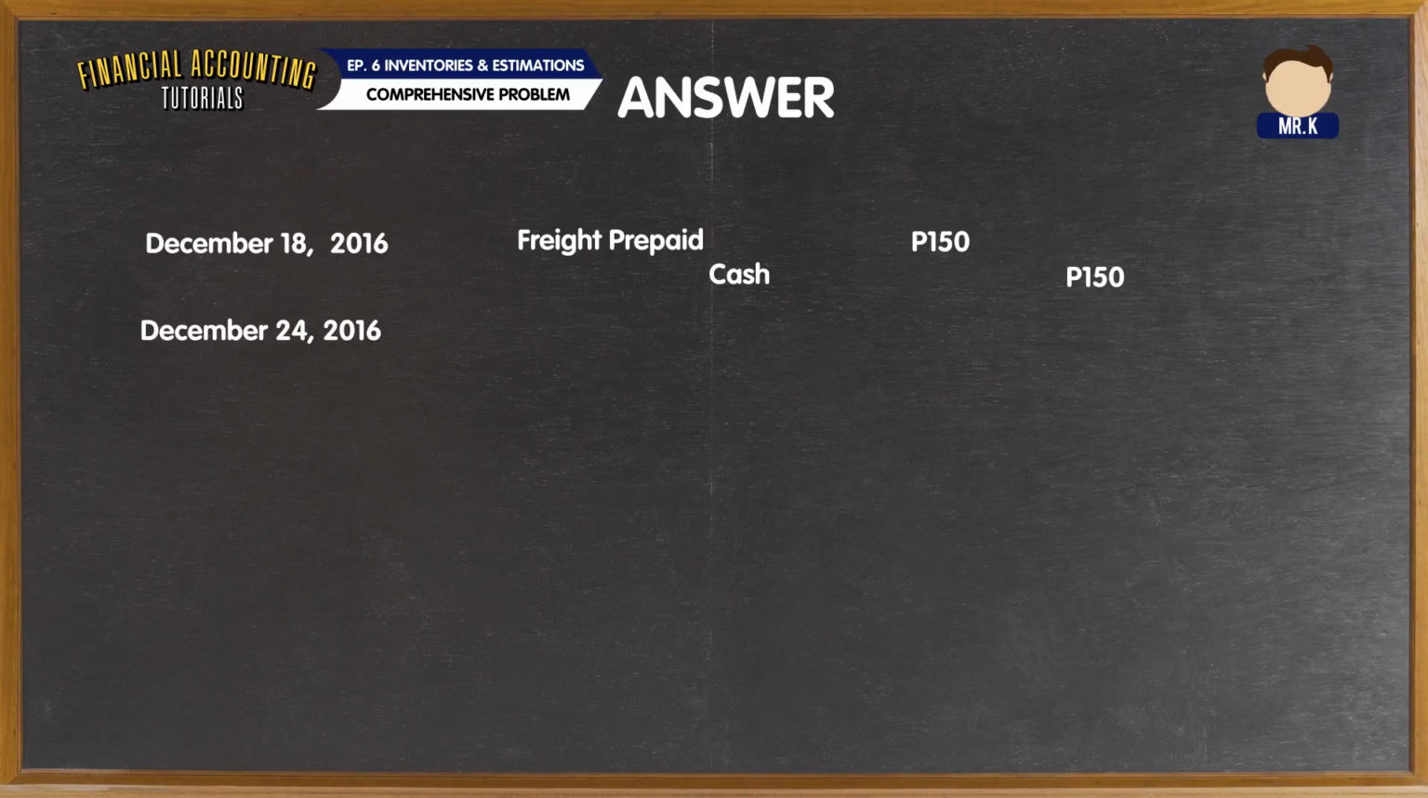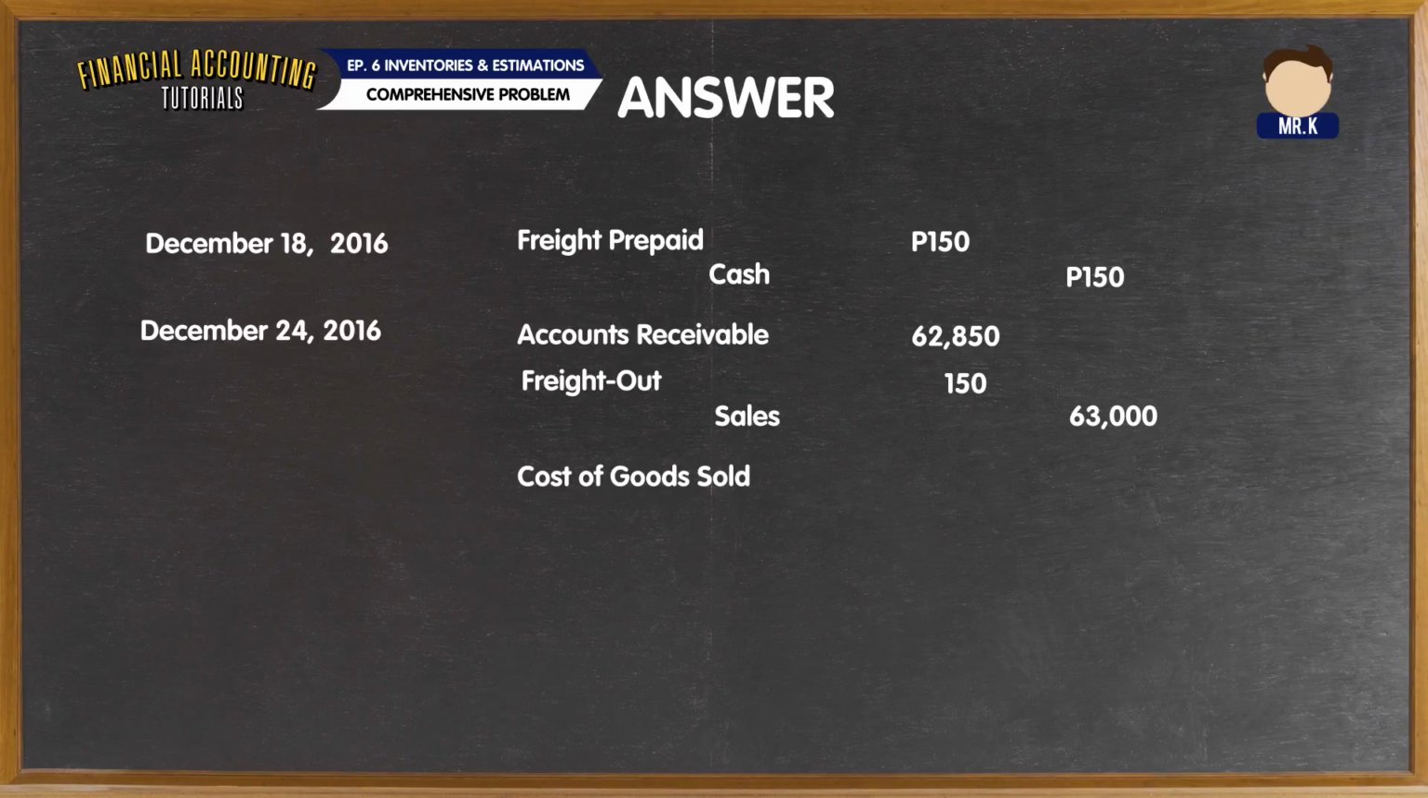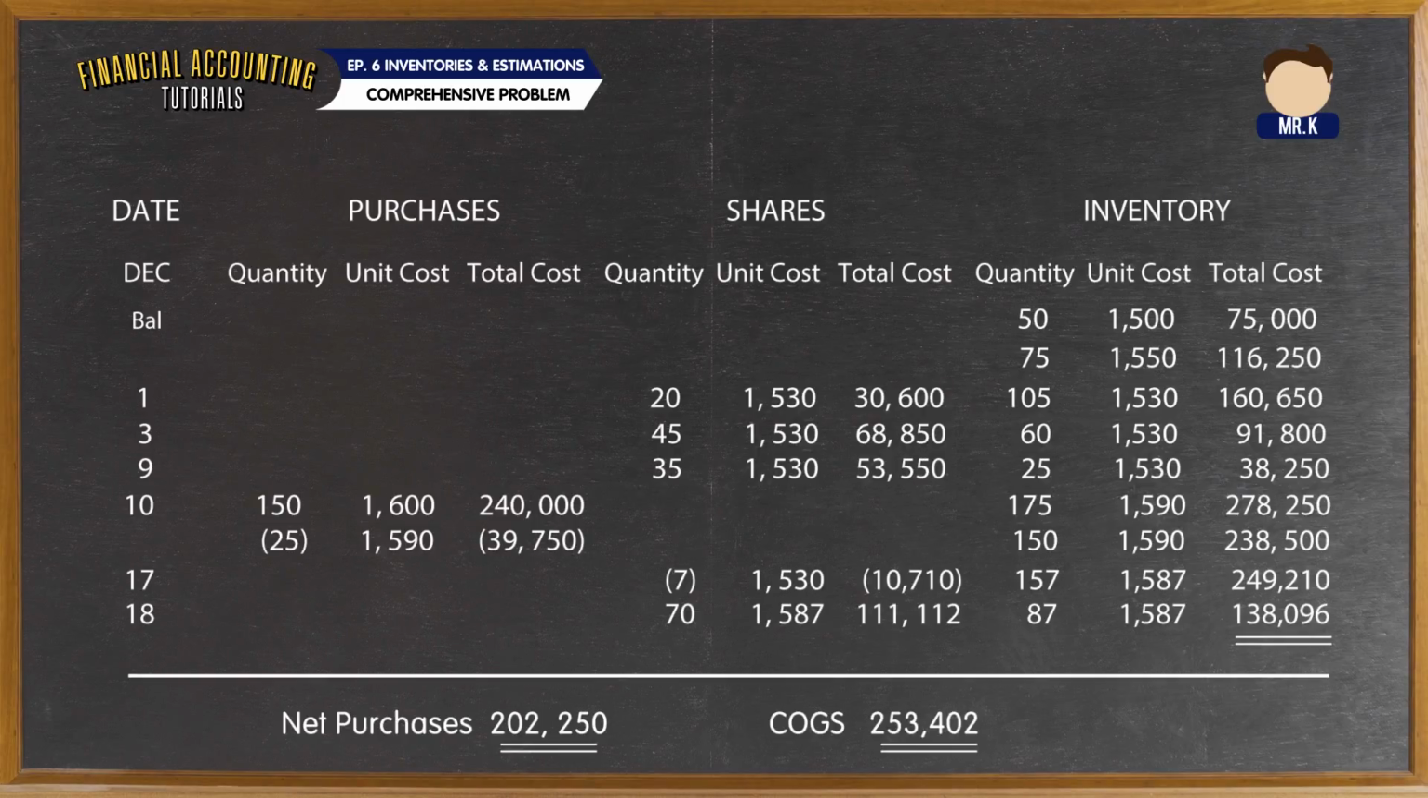On December 24, 2016, we debit accounts receivable of 62,850 pesos and also freight out of 150 pesos, and we credit sales of 63,000 pesos. We also debit cost of goods sold at 54,250 pesos and credit inventories at 54,250 pesos. To further understand the amounts computed, refer to the table as shown.